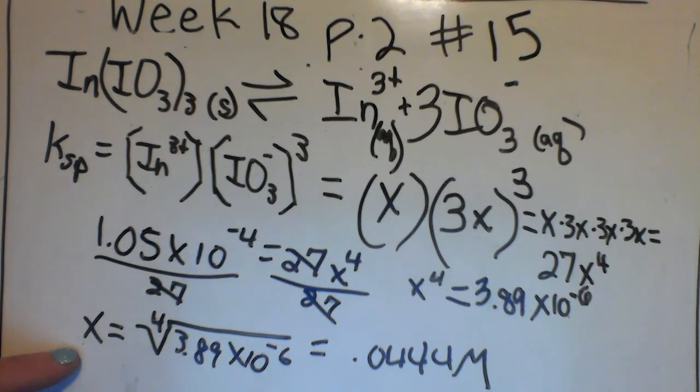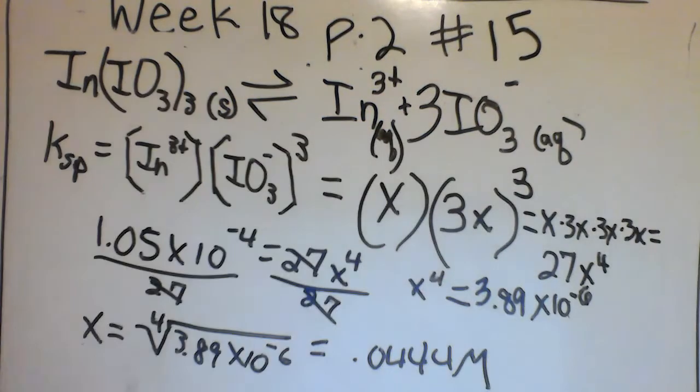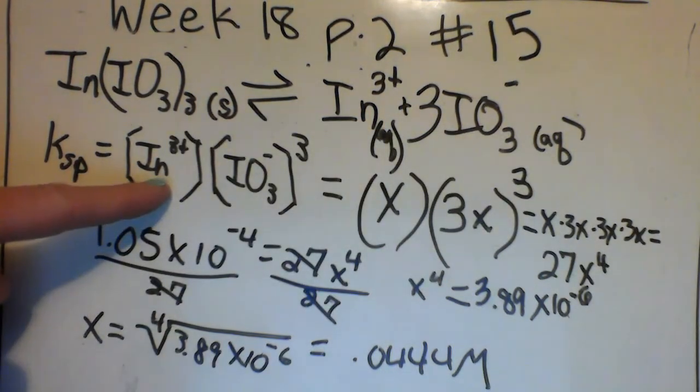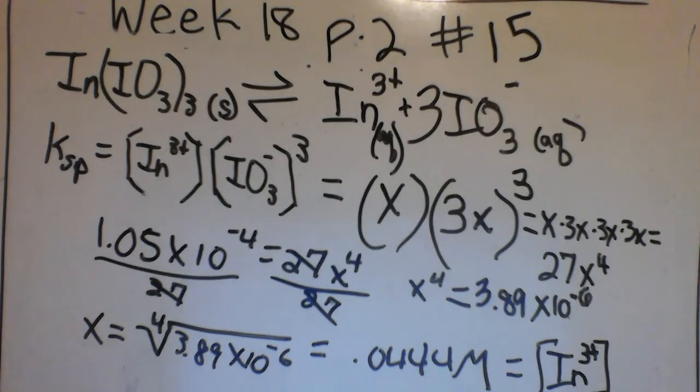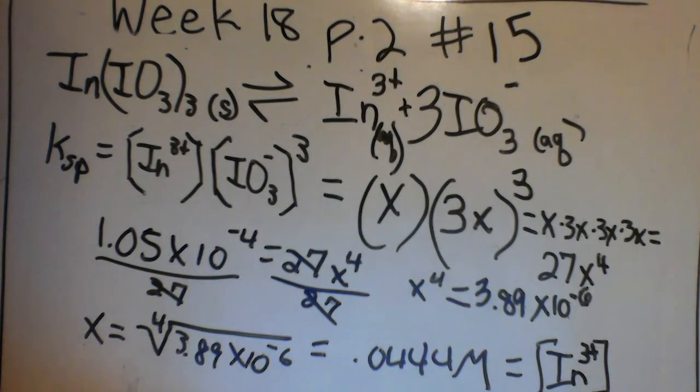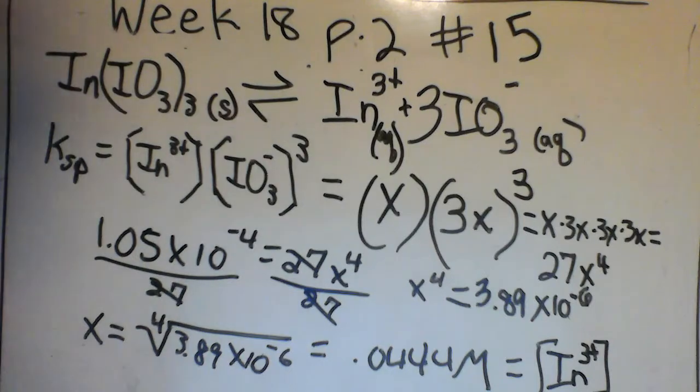Now we know that we said the concentration of indium is represented by X. So the concentration of indium would be this number that we came to. The concentration of iodate is 3 times the concentration of indium. When we multiply the concentration of indium by 3, we get 0.133 molar for the answer to what is the concentration of the iodate ions in this particular solution.